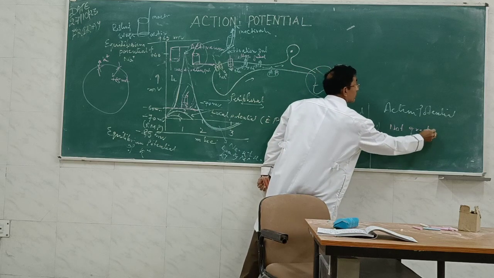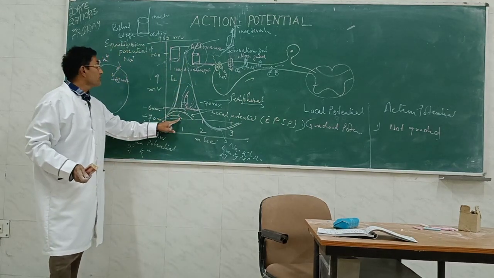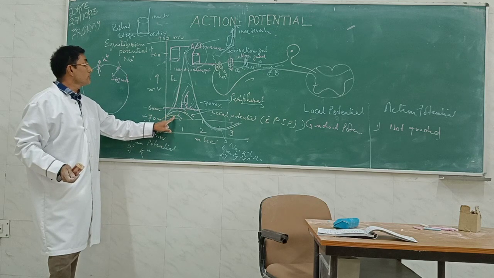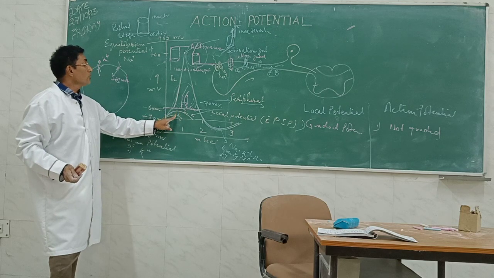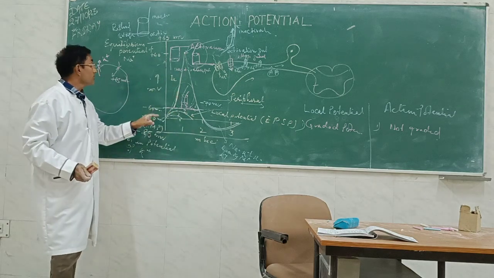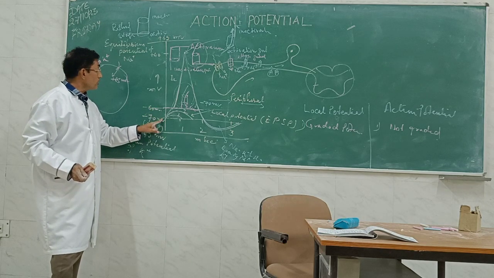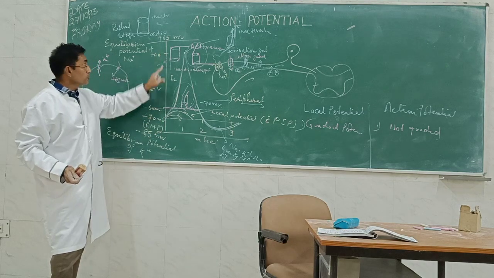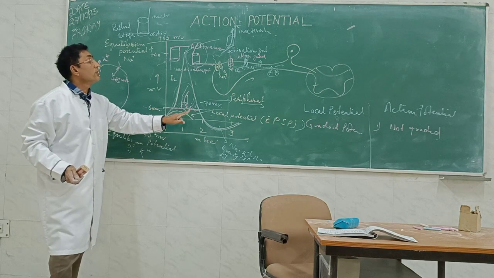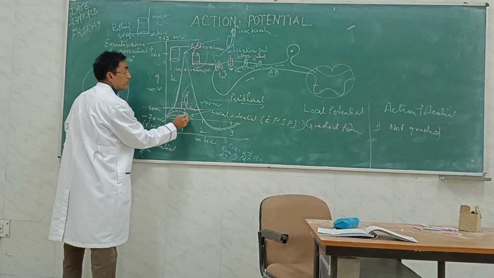Means here the gradation is there, the amplitude can be different. The amplitude is less than this amplitude. But in action potential the amplitude will remain the same. Action potential always goes from minus 70 to plus 40, so the amplitude everywhere will remain the same, but in local potential the amplitude remains different. That is the graded potential.